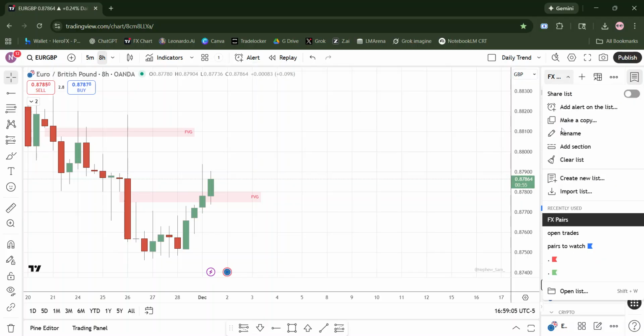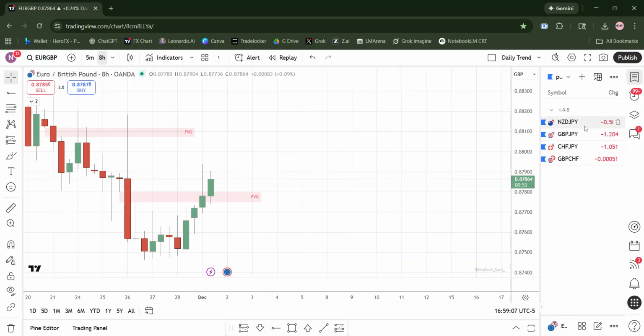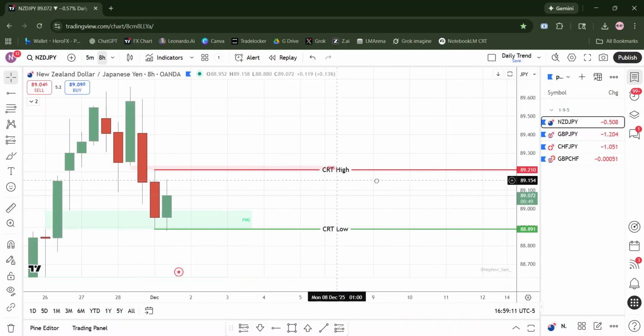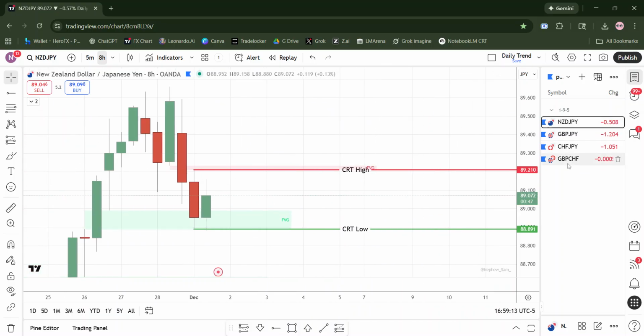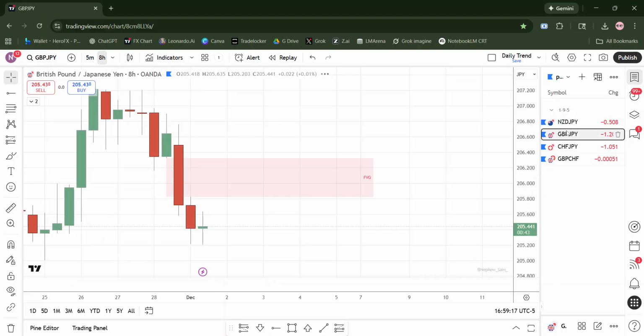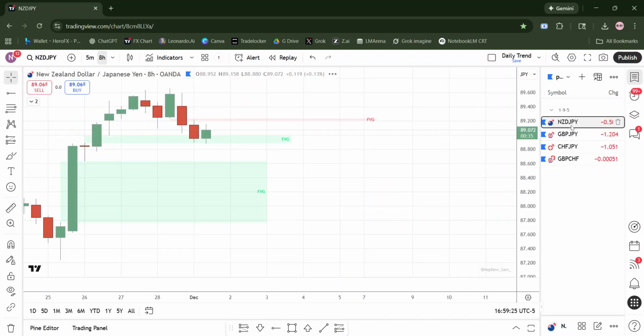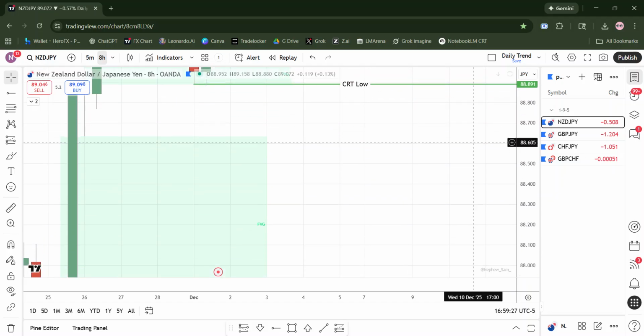Okay, so let's see what we got for our watch list. Smaller one today for this time frame, but it's all good. My first choice might be New Zealand. Let me see. Yeah, these are all good. Any one of them, whatever the first one is to play out, that's the one I'll take.